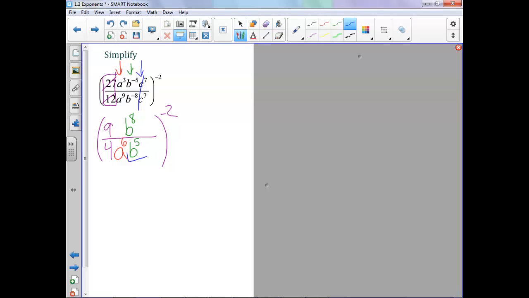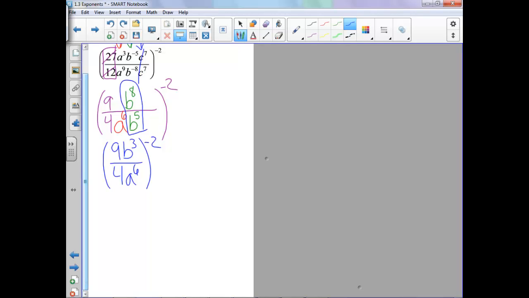Now, let's still worry about these b's. And remember, when you divide, you can subtract your exponents. So when we subtract our exponents, we'll have b cubed, and that will be in your numerator. And then we still have all of this to the negative 2nd. Look at already how much easier this looks and how much more simple.